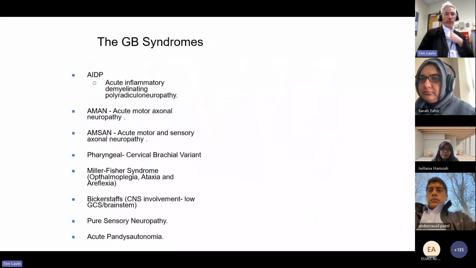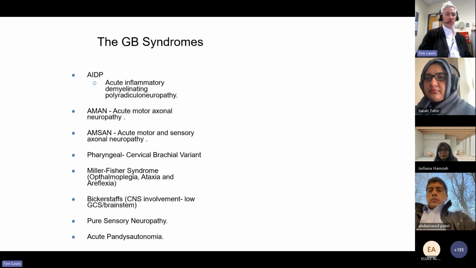So to summarize, we have GBS, and we have different types of GBS under that umbrella term. Now, when we talk about GBS most of the time, we are talking about AIDP, acute inflammatory demyelinating polyradiculoneuropathy, which I just mentioned. But there are two other important ones, AMAN and AMSAN.